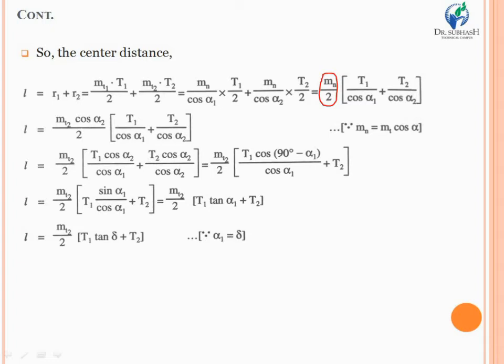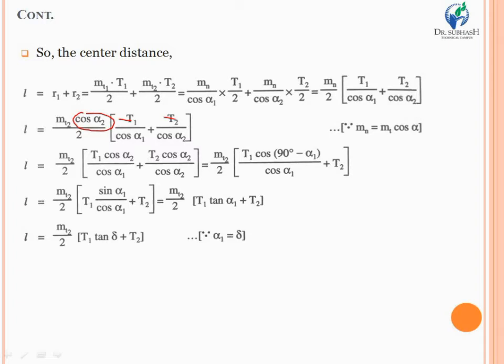Now, for further simplification, MN is replaced by MT2 cos alpha 2. So you will have the new relation MT2 cos alpha 2 upon 2 in bracket T1 upon cos alpha 1 plus T2 upon cos alpha 2. Here MN is replaced by MT2 into cos alpha 2. After further simplification, cos alpha 2 is multiplied with each and every bracket term. So ultimately your equation will be MT2 upon 2 in bracket T1 cos alpha 2 upon cos alpha 1 plus T2 cos alpha 2 upon cos alpha 2.